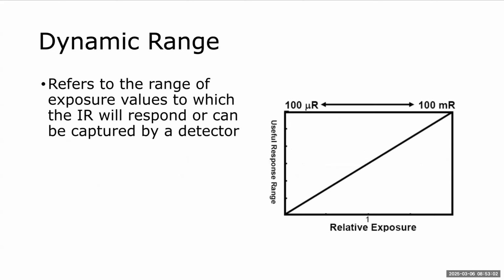So moving on to dynamic range. So dynamic range is simply talking about the ability of your receptor to respond to radiation, or the ability of your IR to capture radiation by the detector. So you can see that response is plotted on the Y and exposure is plotted on the X. And it's called a characteristic curve, even though it's not a curve. This is a linear response because it is actually a line. So it takes very little exposure to actually get a response.